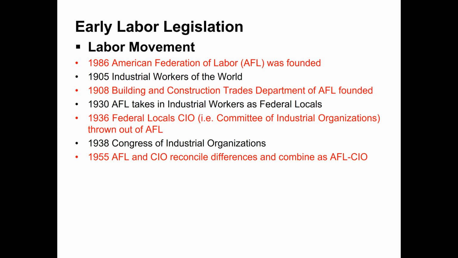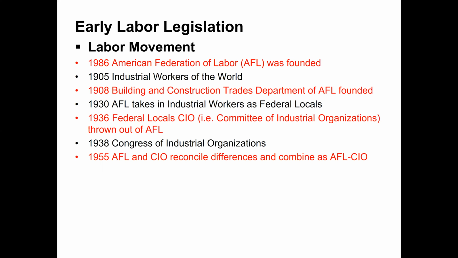In 1905, the Industrial Workers of the World were recognized; industrial workers got attention. In 1908, the Building and Construction Trades Department of the AFL was founded. These are trades like plumber, carpenter, electrician, mason. All these trades have the Building and Construction Trades Department in the AFL. In 1930, the AFL took in industrial workers as federal locals, so they would have much say in those things.